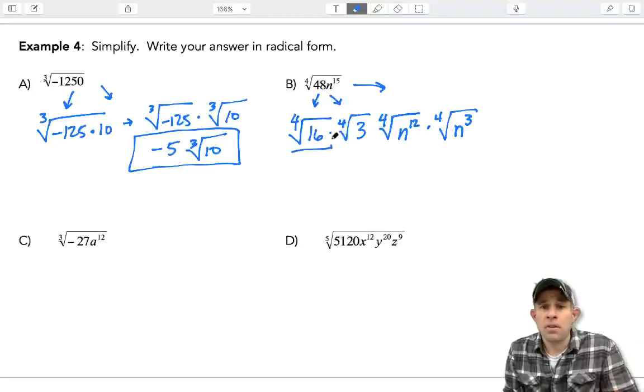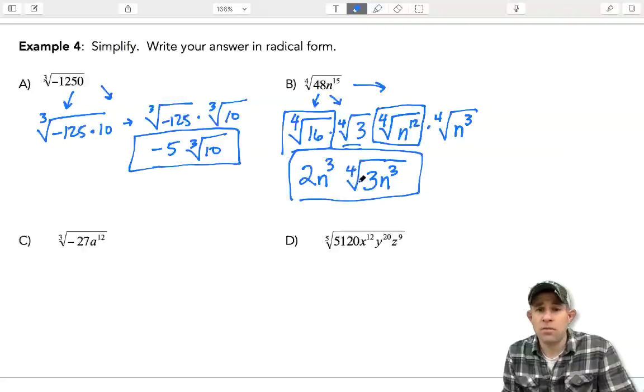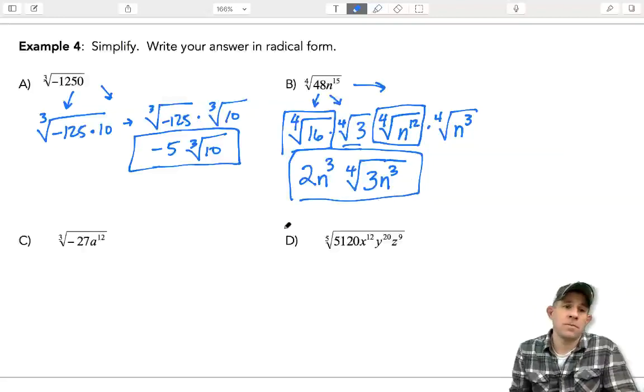All right, now the fourth root of 16 we can simplify to 2, and the fourth root of n to the 12th simplifies to n to the third. However, the remaining two, the fourth root of 3 and the fourth root of n cubed, need to come back together under the radical, and that will be the fourth root of 3n to the third power. So when we're done, our final simplification is 2n cubed times the fourth root of 3n cubed.